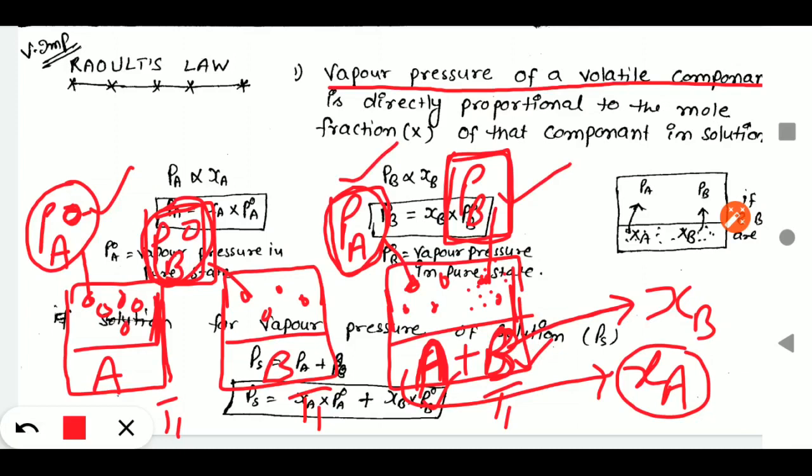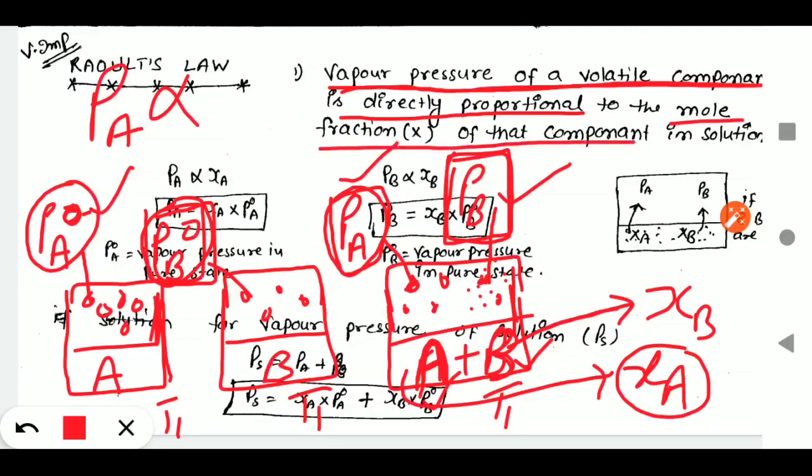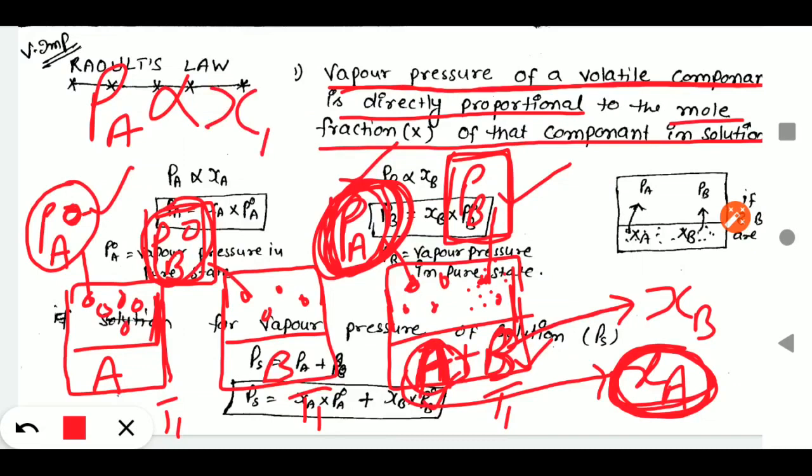So understand the definition. Vapor pressure of a volatile component is directly proportional to, so vapor pressure, meaning PA, is directly proportional to what? The mole fraction of that component in solution. अब मैं जैसे बात कर रहा हूं लिक्विड A की, तो A के जो वेपर बन रहे हैं, PA जो बन रहा है वो डायरेक्टली प्रोपोर्शनल किसके होगा? जो A के मोल फ्रैक्शन उस सॉल्यूशन के अंदर है, यानी कि it will be equal to XA. This is Raoult's law. And PB will be directly proportional to XB.